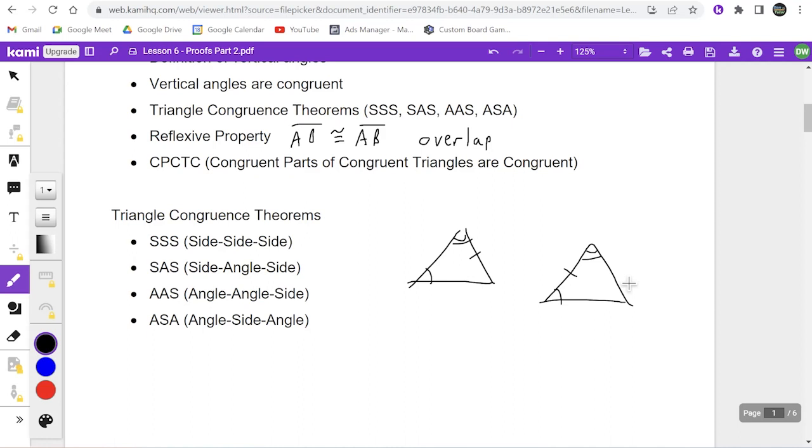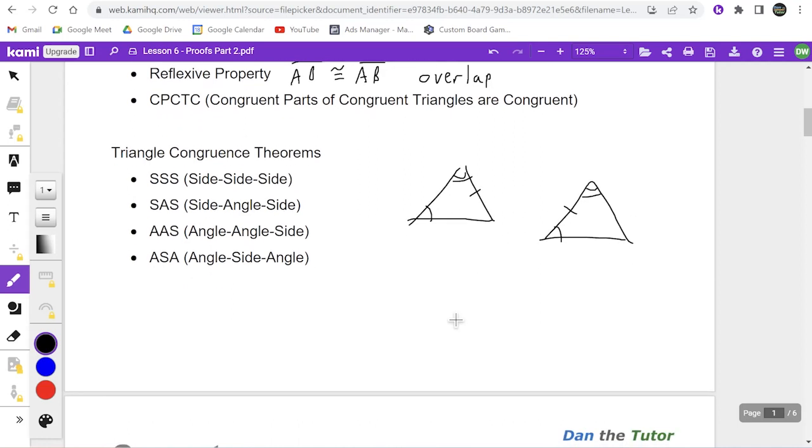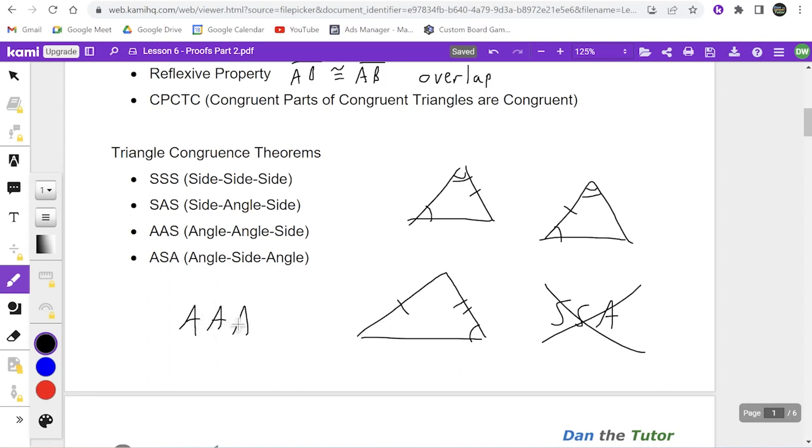Yeah, the only thing you have to be careful about, remember the one that's not a congruency theorem is side, side, angle. If you have a side, another side, and then an angle, that is not congruent. That is not one of our congruency theorems. That's the only one you got to watch out for. Also, angle, angle, angle is not one either. But basically every other combination is, so that's nice.